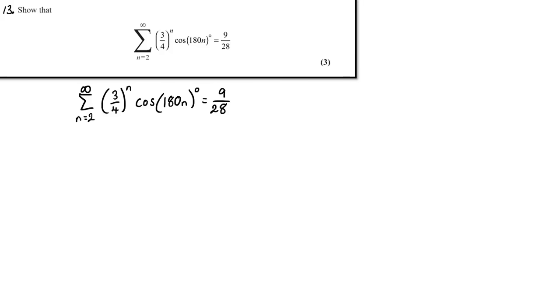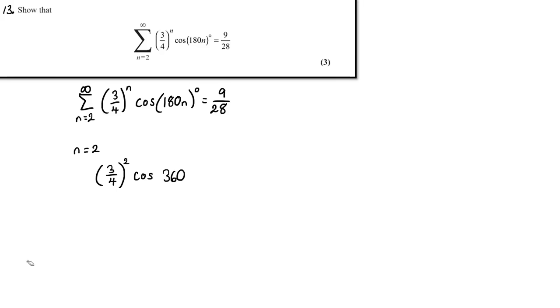So where do we begin with a question like this? There's not too much telling us how to actually get to this result. We're just given this summation and asked to show this. If you're ever given a question like this where you're not sure where to begin, you've been dropped in the deep end, then I'd recommend starting with the first few terms of the series. So if I say n equals 2, what would we get? The first term is 3/4 to the power of n, where n equals 2, so that's 3/4 squared, times cosine of 180 times n. So 180 times 2, giving us cos of 360 degrees.